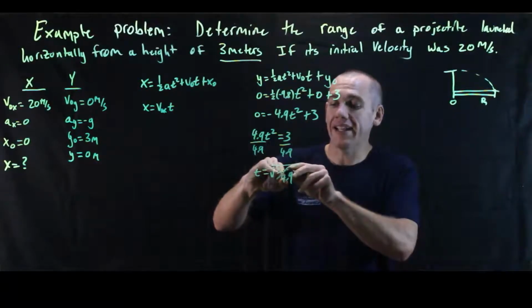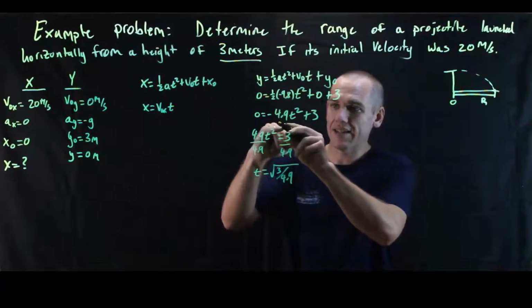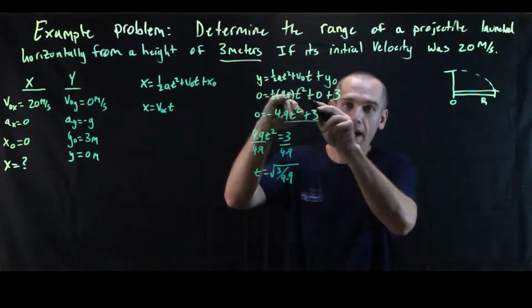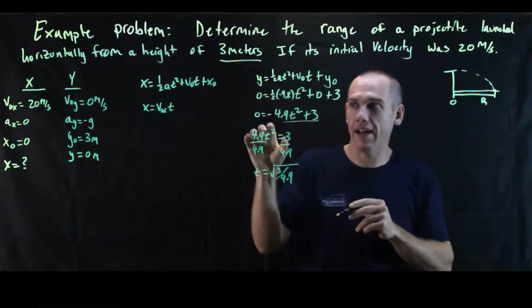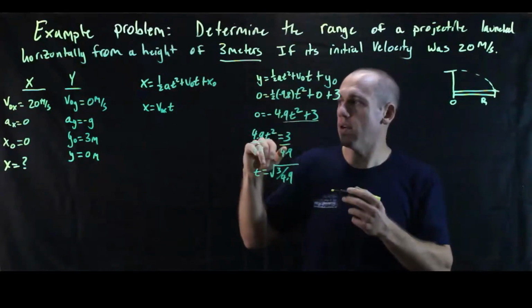Notice that that's its height divided by half g. This equation was nice and simple because there was no v naught term. If there was a v naught in y, then we'd have to do a little bit more math. We'd have to use the quadratic equation to solve for t. That's okay, we know how to do that.